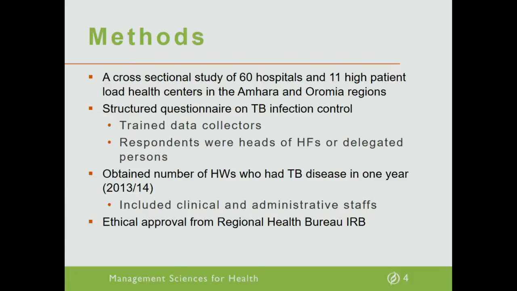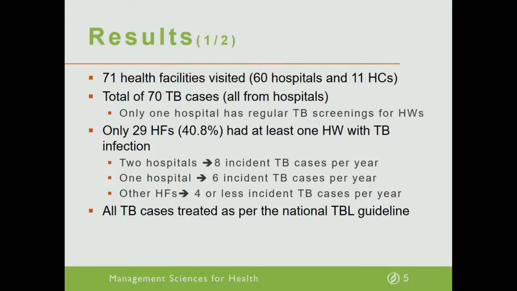And we received ethical approval from the Regional Health Bureau. So as I informed earlier, there were a total of 71 facilities, most of which being hospitals. And over 1 year, there were 70 TB cases that were reported in the 71 health facilities. And there is a likelihood that there is underreporting. Not all health workers get TB treatment in the health facility they are working in for fear of stigma and discrimination. So we suspect that it's an underestimation.